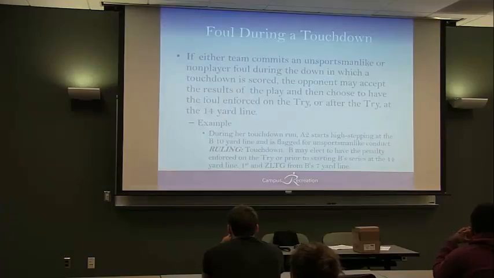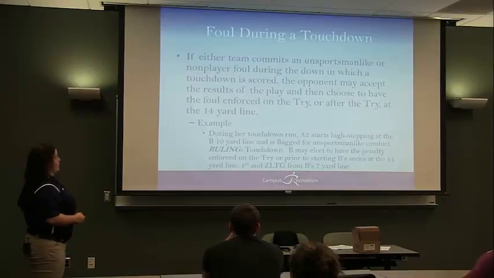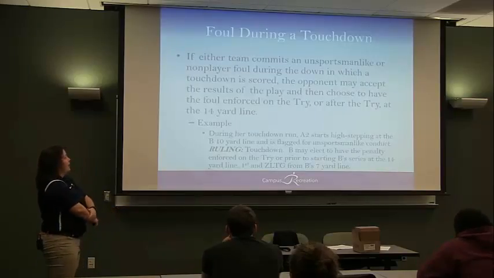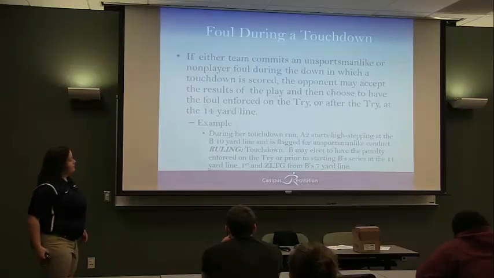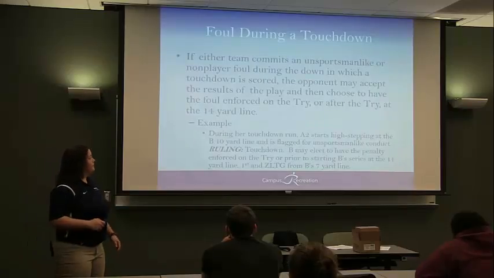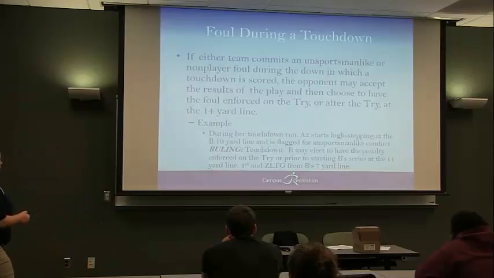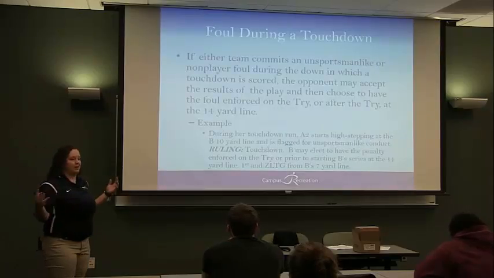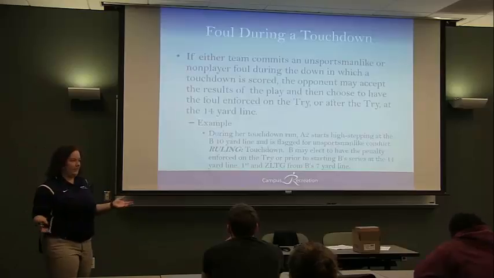If either team commits an unsportsmanlike or a non-player foul during the down in which the touchdown is scored, the opponent may accept the result of the play and then choose to have the foul enforced on the try. Okay? So the example is, during her touchdown run, A2 starts high-stepping at B's 10-yard line and is flagged for unsportsmanlike conduct because it's taunting.